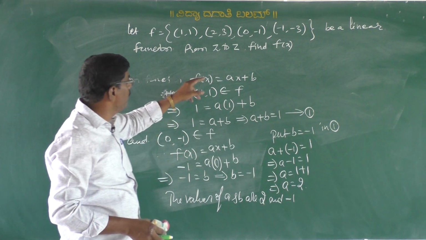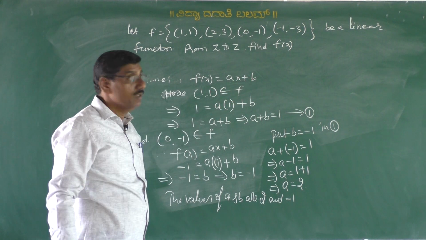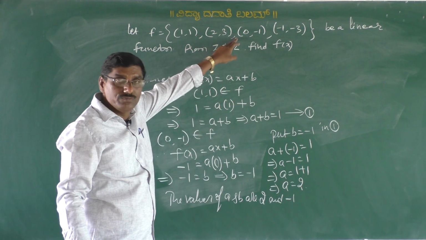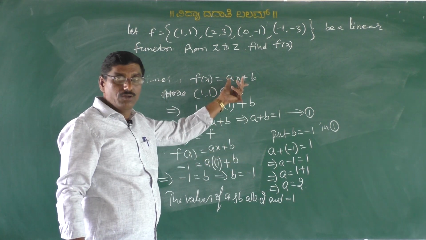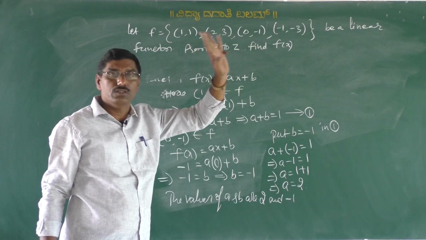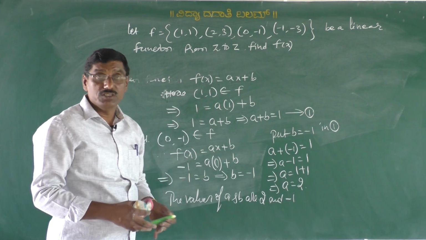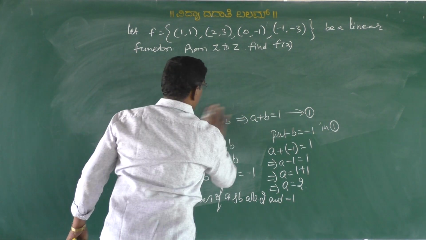We have to do the same. Consider a linear function f(x) = ax + b. By using this function, we have to find a and b. Then substitute in this function, and we get the required linear function, that is f(x). You have to do it yourself, my dear students. Please.